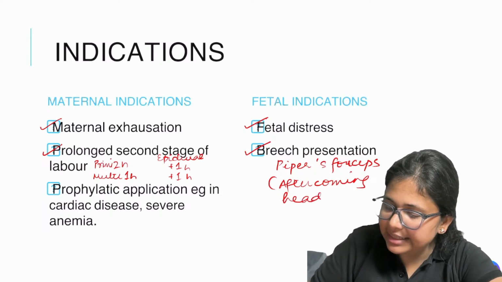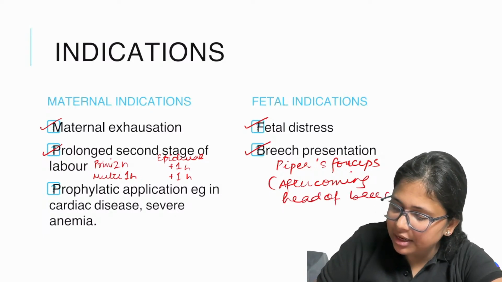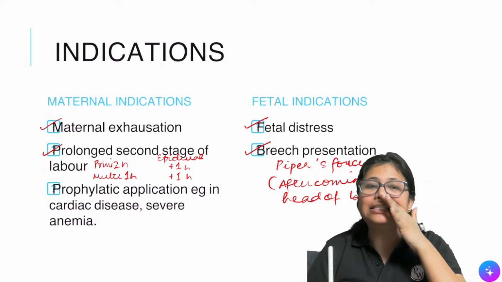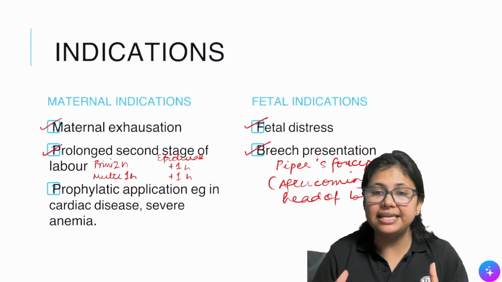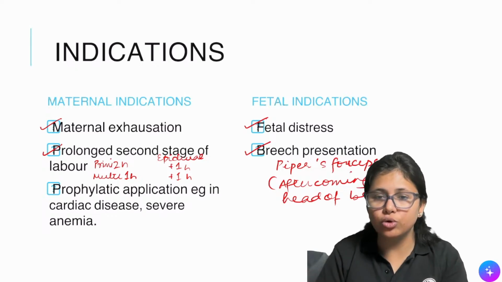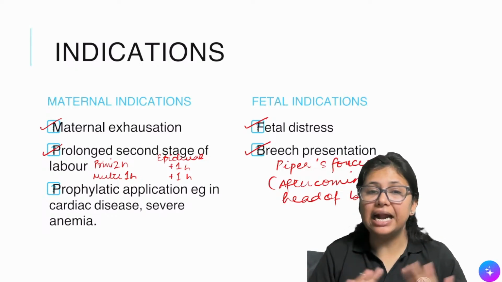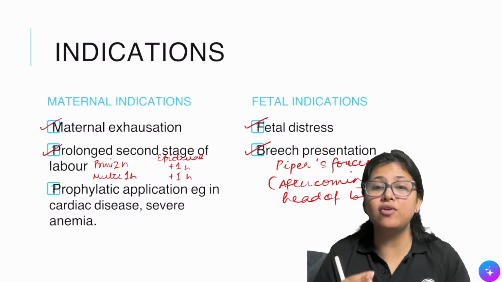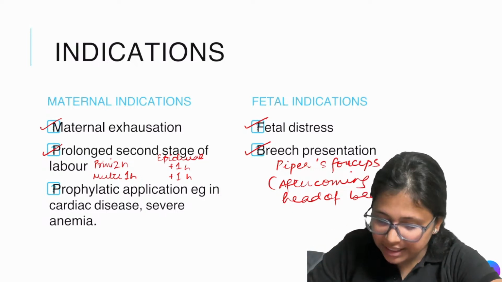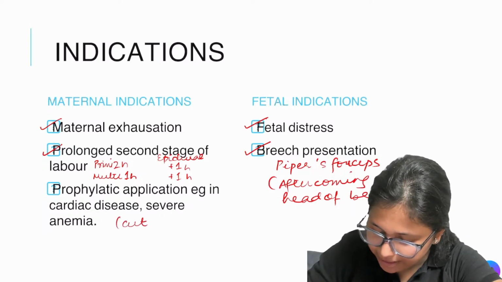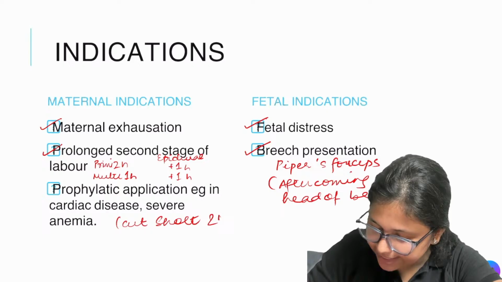Now there is another indication that you need to understand, that is prophylactic application. So I told you, we don't do it like, oh, it is taking a lot of time for the mother, so let's pull the baby out with an instrument. That is not prophylactic application. Prophylactic application has very, very specific indications. So this is called prophylactic application, also called cutting short the second stage of labor, which means what?